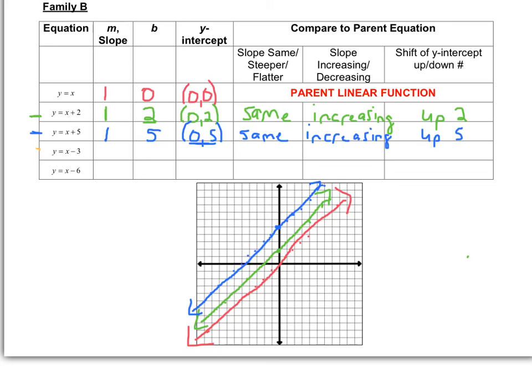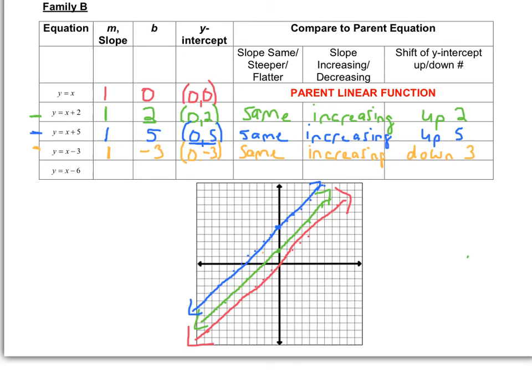All right, the next line is y equals x minus 3. Again, the slope is 1. The b is negative 3 this time, so your y-intercept is at (0, -3). The slope is still exactly the same, so it's still an increasing line. The difference is that it is shifted down 3 because of the y-intercept.